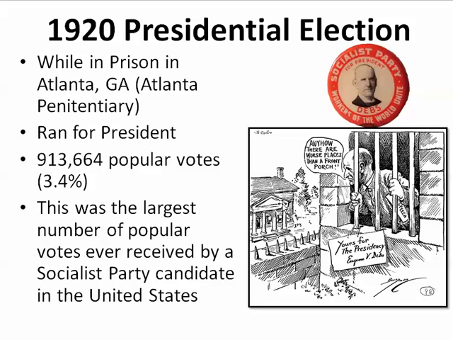And here's a little cartoon put out. "Anyhow, there are worse places than a front porch. Yours for the presidency, Eugene Debs." And here's his little button. As you can see, he received a lot of votes. This was the largest number of popular votes ever received by a socialist candidate in the United States, and he was in prison at the time.